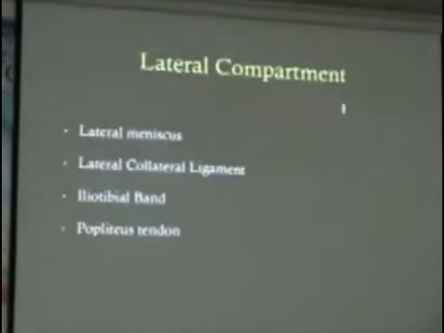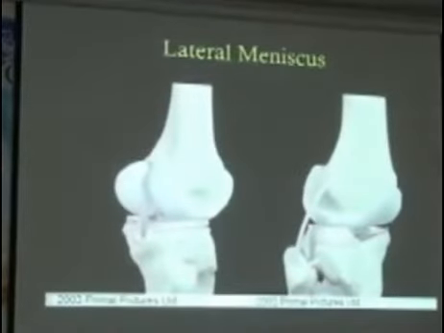So if we have a look around at the lateral compartment, once again, we have the lateral meniscus, the lateral collateral ligament, we have the iliotibial band, and rarely we get pathology of the popliteus tendon. So once again, the lateral meniscus has got that normal triangular shaped appearance. And the collateral ligament sits over the top of that.